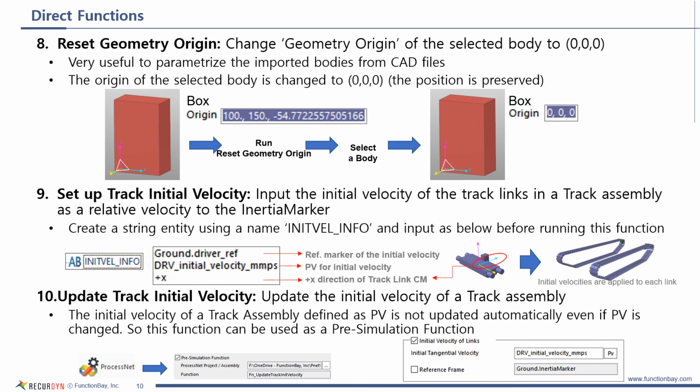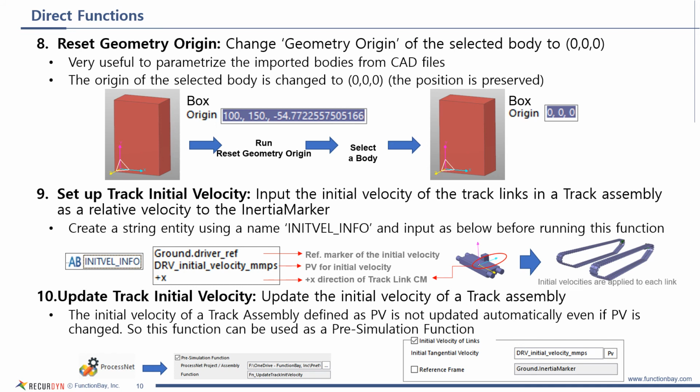The ninth feature is Setup Track Initial Velocity. This function calculates the speed of the link body of the track assembly as the speed of the inertia marker and applies it as the initial velocity of the link. To use it, create a string entity called initval_inf4 and recognize subentity, define three parameters, and execute the Setup Track Initial Velocity function. Then it works.